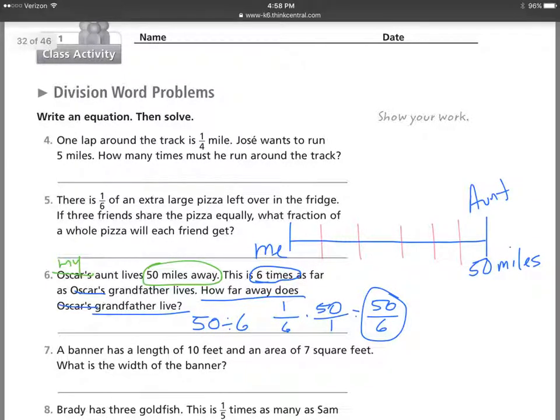So we have 2 expressions that we could use. We have 50 divided by 6 here, or 1/6. What is 1/6 of 50 miles? Which eventually will get you back to a division problem. There's no way around doing the division problem here. So now I'd like you to pause the video and complete number 6 with a final answer.